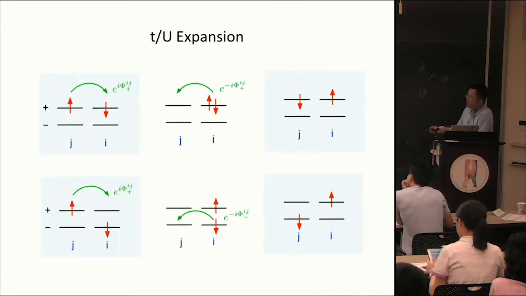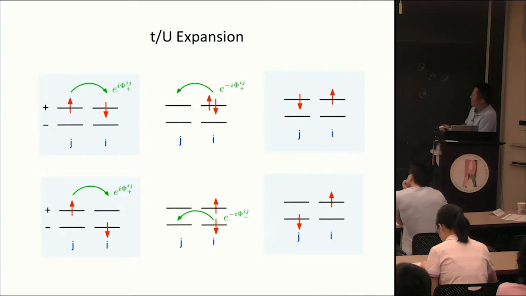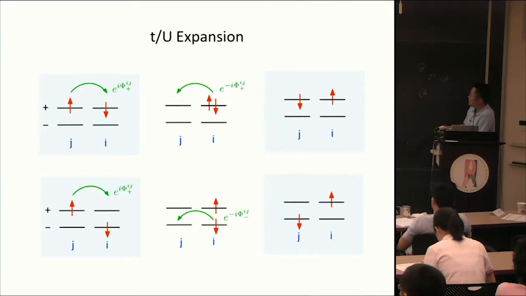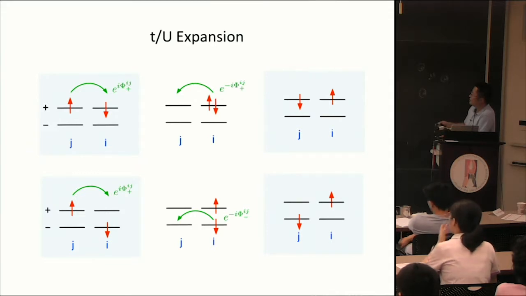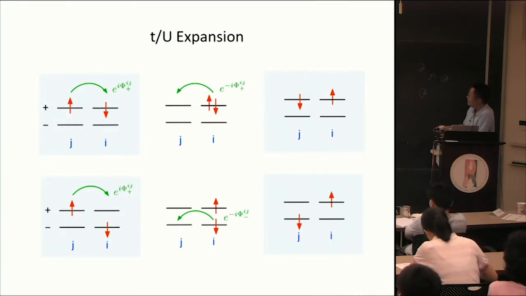Then there are virtual processes of electron hopping between nearest neighbor sites and second neighbor sites, and that generates the spin-orbital exchange interaction. By a t over U expansion, what's shown here are the two kinds of exchange processes. In the first type, we have electrons on two sites within the same valley. This exchange process does not depend on the flux, because the electron hops forward and then backward, and the two processes have opposite phases, so they cancel each other.